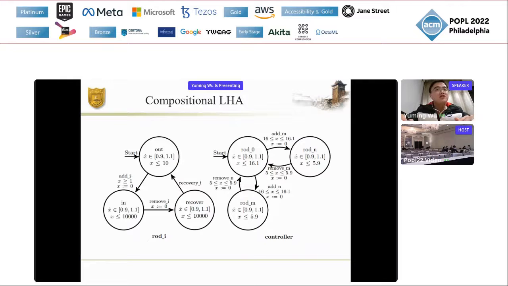This is a compositional linear hybrid automata model of a nuclear reactor system. The member automata of the system include a controller and several control rods. They have several shared labels such as add and remove. The number of locations of this CLHA increases exponentially with the number of rods, bringing difficulties to model checking. I will take this system as an example to illustrate the process of our method.